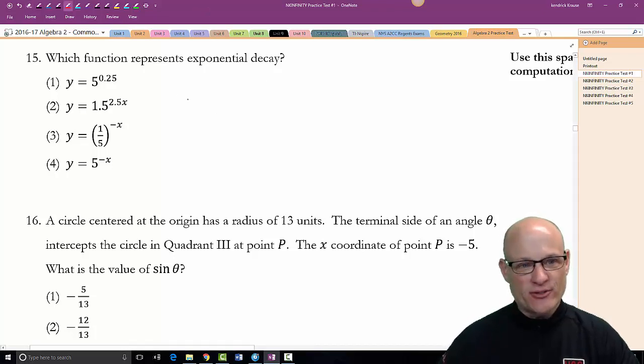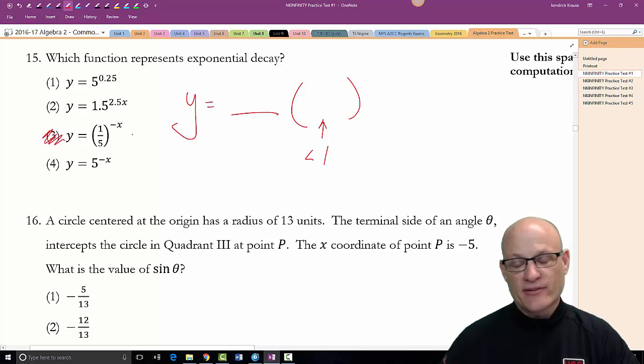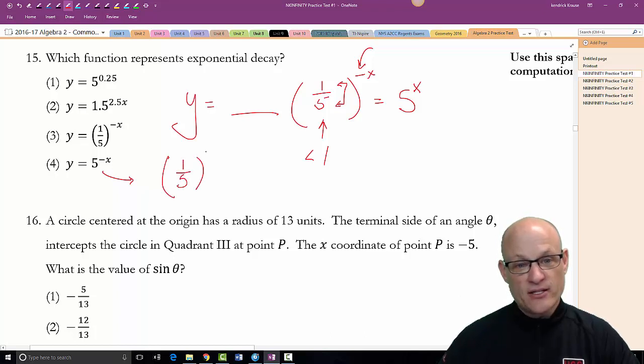Normally a decay question, however it looks, is y equals some starting amount, and then the base should be less than 1. So most kids, when they remember that, are going to go, oh, this is the right answer. But it's not, because it's 1/5 to the negative x. And this negative says to take this fraction and flip it, so this becomes 5 over 1 to the positive x, and that's exponential growth. This one is also to the negative x, so that's going to take that 5 and make it 1/5 to the positive x.